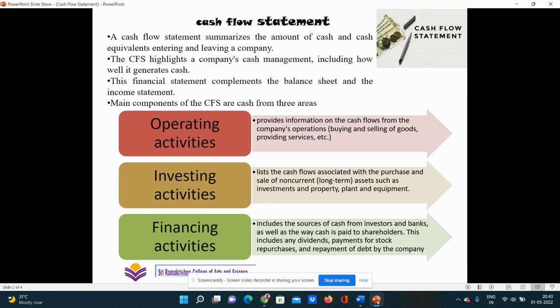Operating activities provide the information about the cash flow of the company's operations. Investment activity covers the purchase and sale of non-current, long-term assets. Financial activities are the sources of cash from the investors as well as the bank.